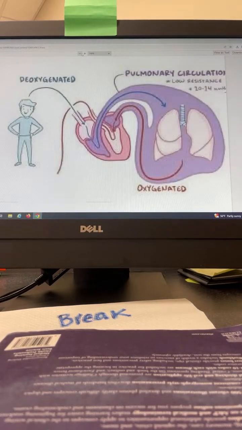Let's see. All right, this is kind of blurry, but it shows how the lungs and the heart are interconnected. It looks weird, but it shows the oxygen in the blood going from the heart into the lungs and then back into the heart. So if something's wrong with the lungs, it's going to go back into the heart, and if something's wrong with the heart, it's going to go to the lungs. They're one connected unit, so to speak.